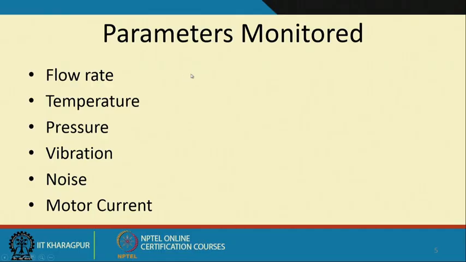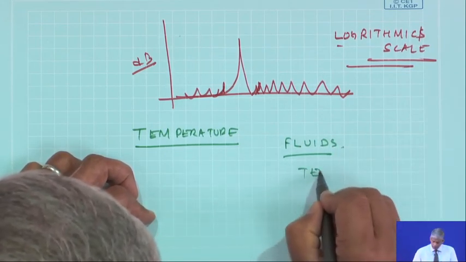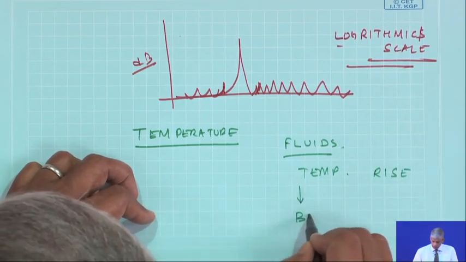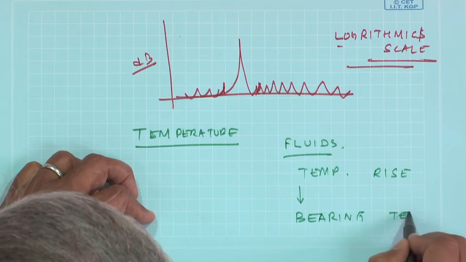Now, what are the process parameters to be monitored in such fluid handling machines? Flow rate, temperature, pressure, vibration, noise, motor current. Again, just to recollect, temperature. I had told you that many of these fluid handling devices compress fluids. So, when you compress the fluid, the temperature would rise. So, what happens? The temperature rises, the bearing temperature will also rise.